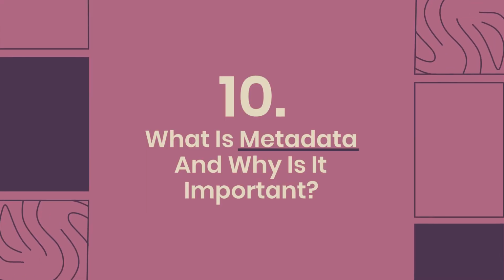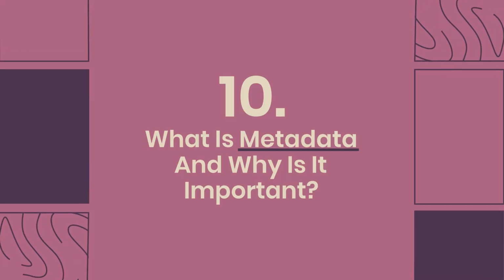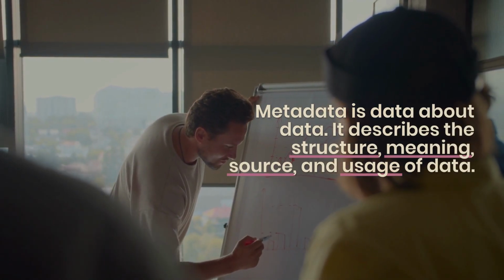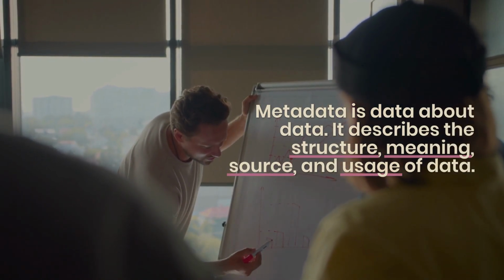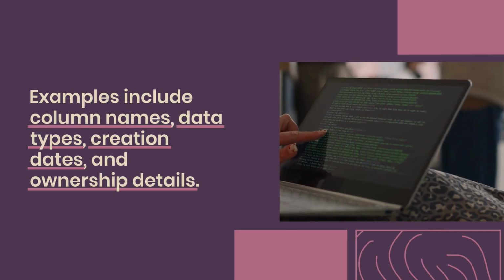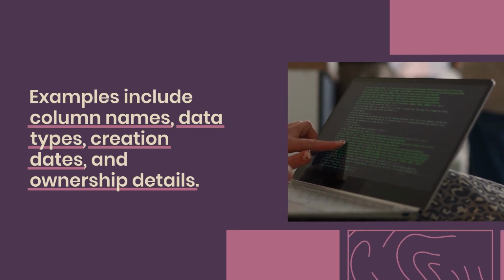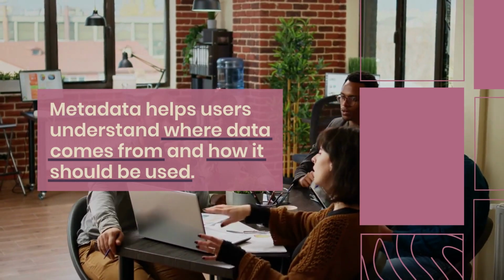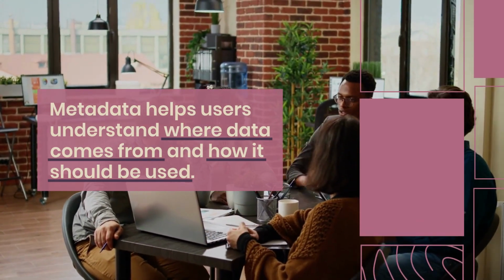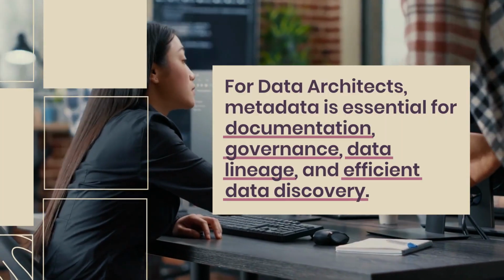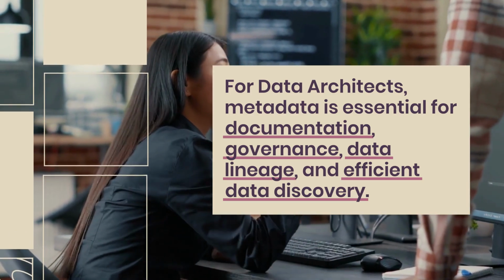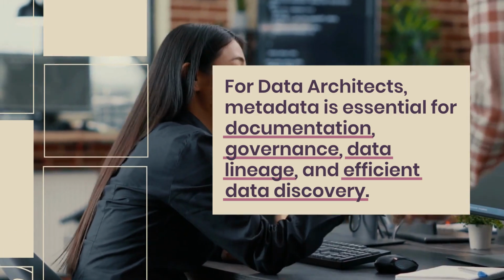10. What is metadata and why is it important? Metadata is data about data. It describes the structure, meaning, source, and usage of data. Examples include column names, data types, creation dates, and ownership details. Metadata helps users understand where data comes from and how it should be used. For data architects, metadata is essential for documentation, governance, data lineage, and efficient data discovery.